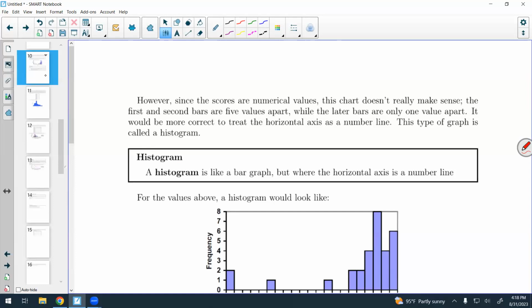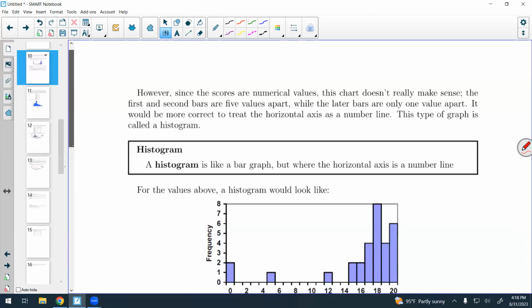Now, since this is quantitative or numerical values, it doesn't make sense to do a bar chart. First and second bars are 5 values apart. The later bars are 1 value apart. It'd be more correct to treat the horizontal axis as a number line. This is called a histogram.